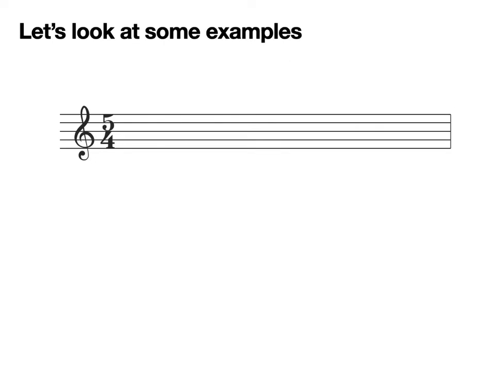Here we have a 5/4 time signature. Remember, the top number tells us how many beats and the bottom number tells us what type of beats. So 5/4 means 5 crotchet beats in a bar. Let's put in a melody. There we go. We have a 5/4 melody, 5 crotchet beats in the bar.